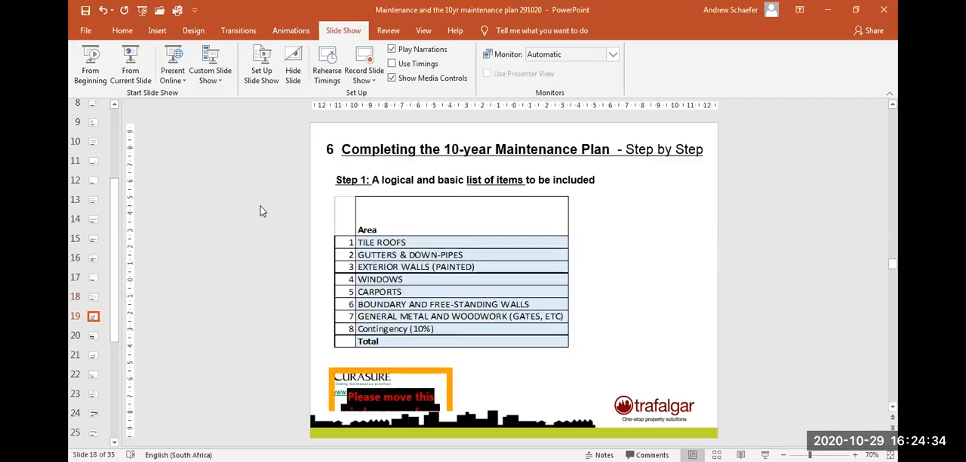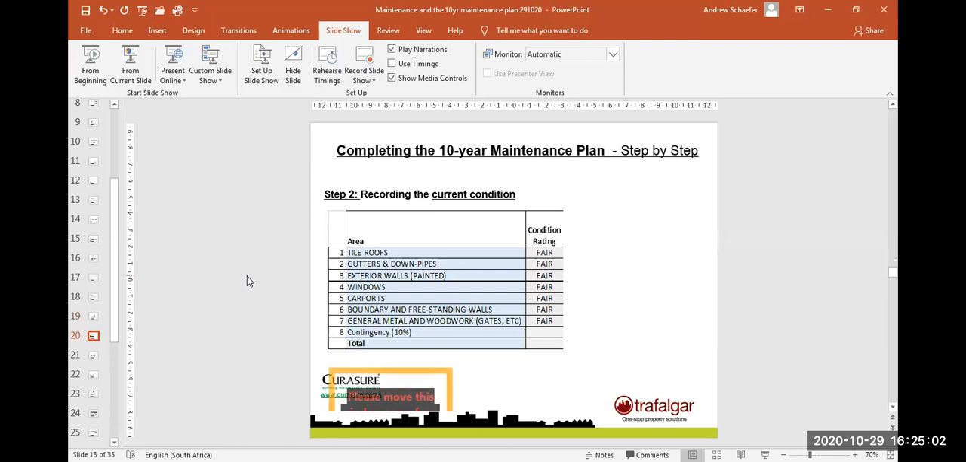So let me try and break that down for you in very simplistic terms. You'll see that what we've done here is we've listed the components or items. We've got tile roofs, gutters, exterior walls painted, windows, carport. This is a very basic list, but you can see that we try and simplify it by keeping the items together. You'll see, for example, metalwork, woodwork, and general maintenance like that we can group together. That's the first step. Once we've listed the items, we will then merely list the condition rating. And here I encourage the industry to keep it simple and fairly short and sweet.